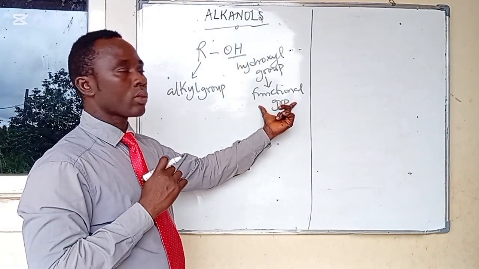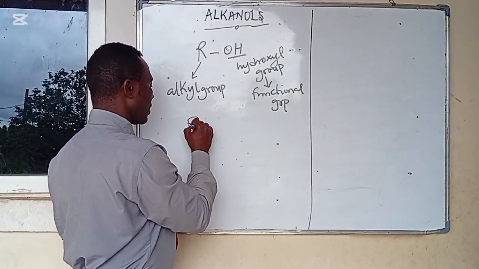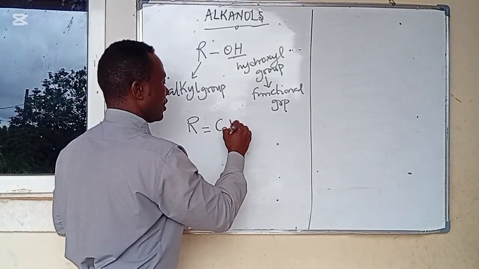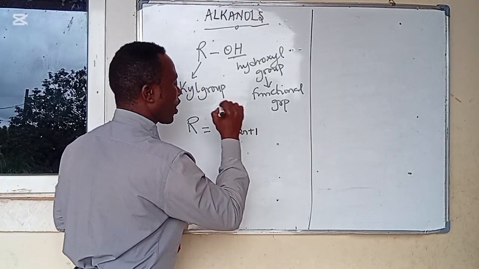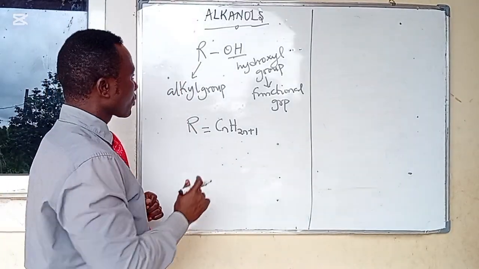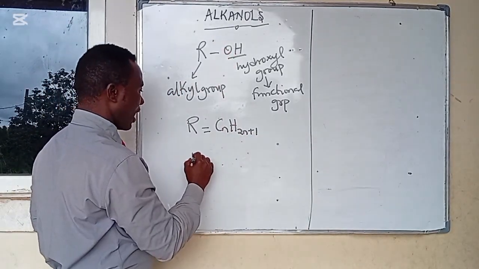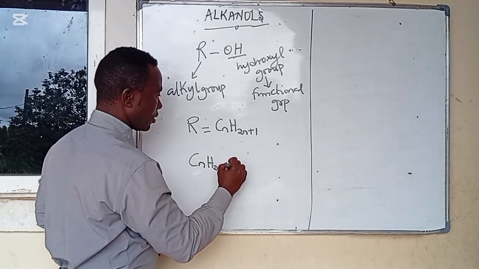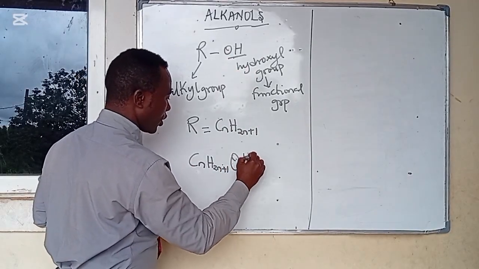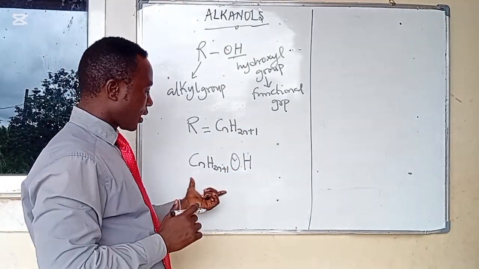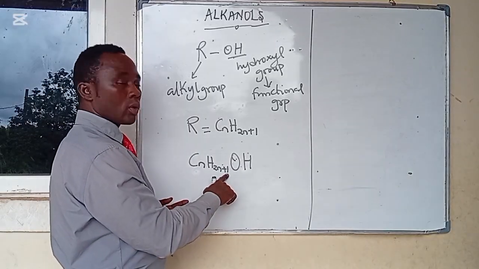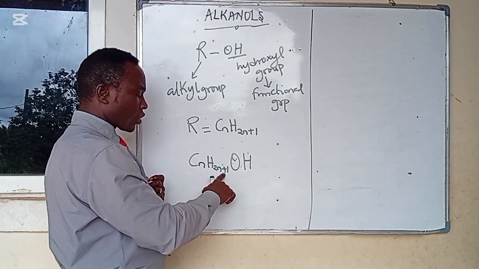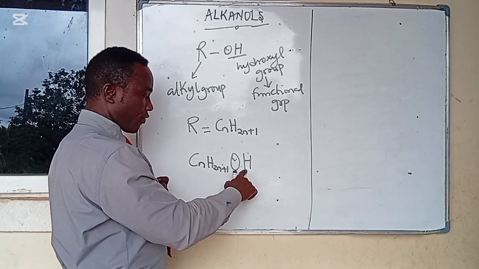Remember, alkyl group determines physical properties of the alkanols, while the hydroxyl group, the functional group, determines their chemical properties. Remember, the alkyl group R is given by the general formula CnH2n plus 1. That means if we replace it here, we'll be having CnH2n plus 1, then you have your OH. That is their general molecular formula. Now this plus 1 here simply means plus 1 hydrogen.